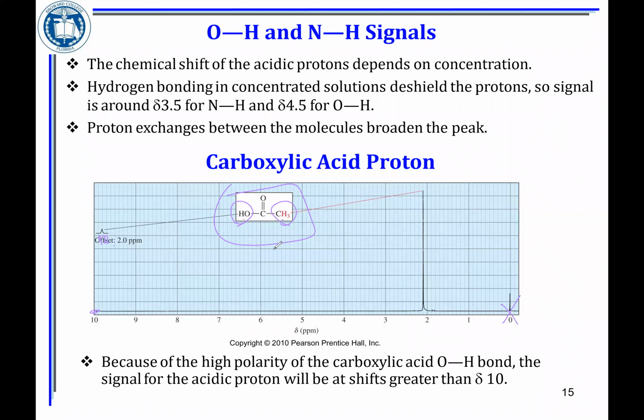This CH3 now is attached to a carbonyl group. If it was an alkane, it would be at less than 1 or 0.9. But since it's attached to the electron withdrawing group of carboxylic acid, it has shifted to a 2.1 or 2.2 unit. So it's going to shift to a higher number.